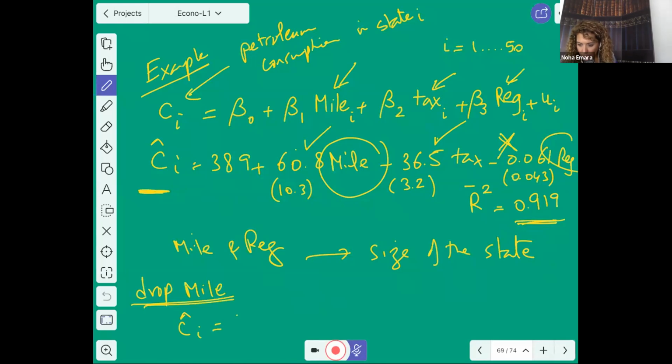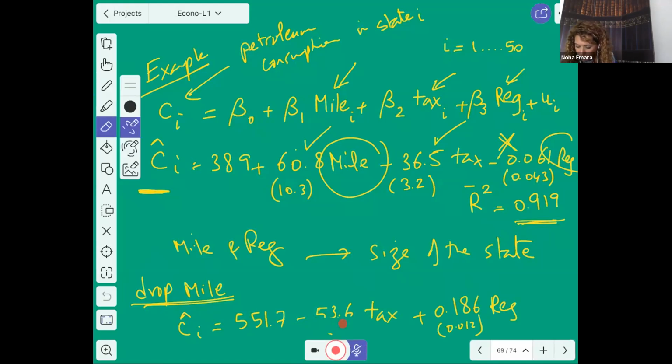0.7 minus 5, 3.6 tax plus 0.186 registration. And then this is 0.012. This is 16.9. I don't know if you can see the 16. This is 5, 3, and this is 16.9.